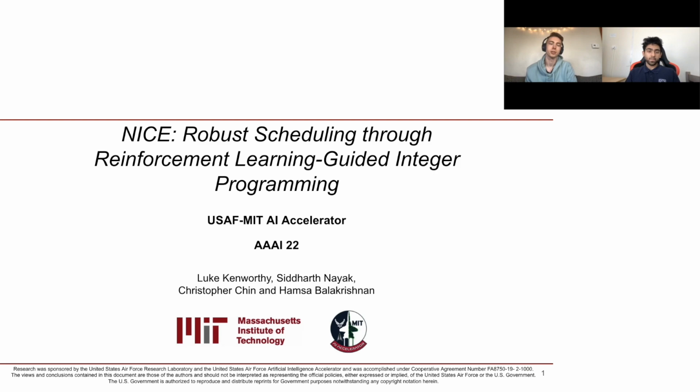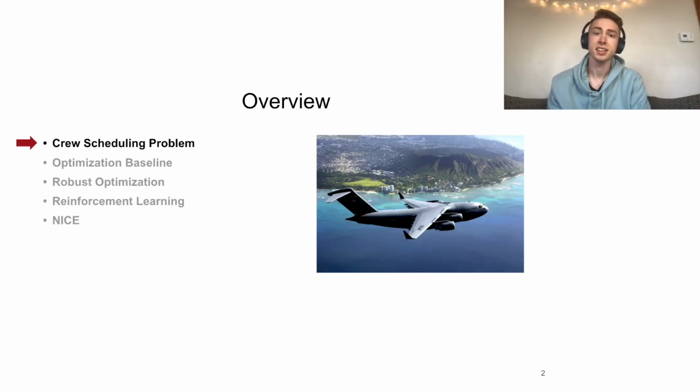We, along with Chris Chin and Professor Hamsa Balakrishnan, are the authors of NICE, Robust Scheduling Through Reinforcement Learning Guided Integer Programming, created at the U.S. Air Force MIT AI Accelerator. NICE is a method for approximating and simplifying computationally difficult discrete optimization problems by using knowledge gained through reinforcement learning inside of an integer program.